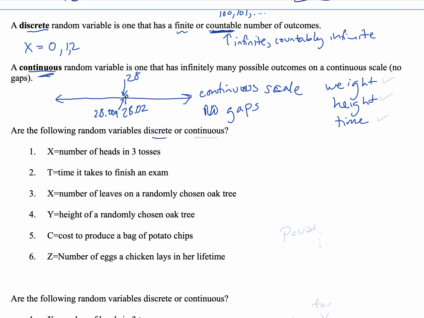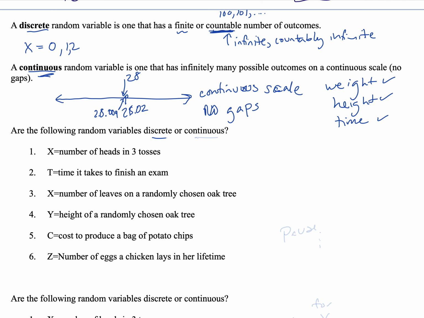Some things that are always continuous would be, for example, height, weight, time. And again, that compares with a discrete random variable that is finite or countably infinite, where there are gaps between the possible values. A million and then a million and one, there's a gap of one between those possible values.